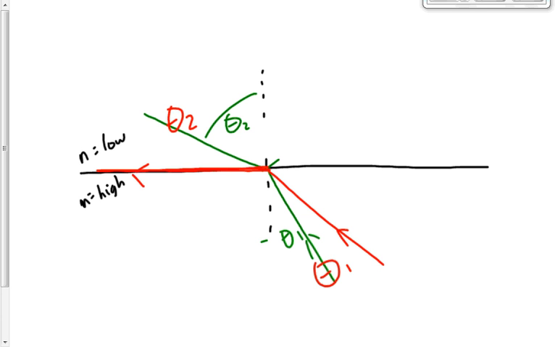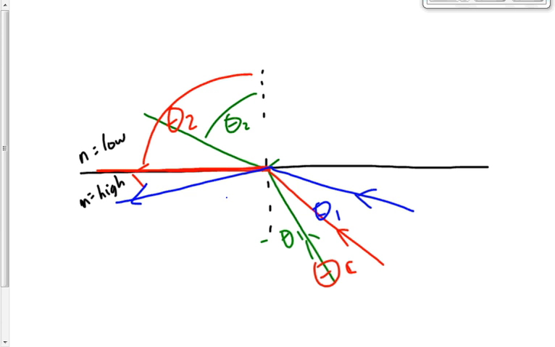What's another name that we call theta 1 there? The point at which theta 2 becomes 90 degrees. The critical angle, right. Anything below that critical angle, you can see theta 1 in green there, total internal reflection doesn't happen. Theta 2 is still bigger than theta 1, but it still refracts. Anything above that critical angle, we're going to find that reflection takes place. The angle of incidence, we'll call that theta 1, equals the angle of reflection, we'll call that theta 2.